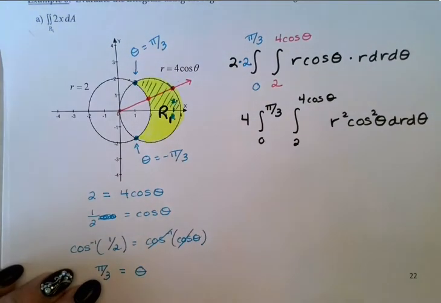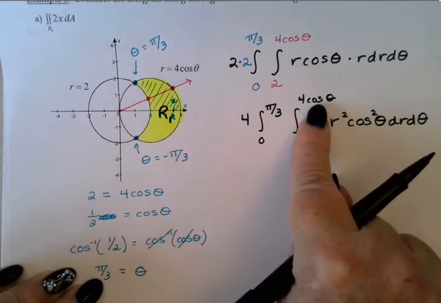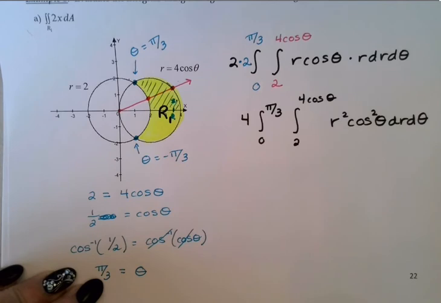dr d theta. All right, here's the bad news. We can't use our favorite trick. I have theta in the integrand. I have theta in the limits of integration. This is not all constant with respect to theta. So I'm going to actually have to do both integrals this time.